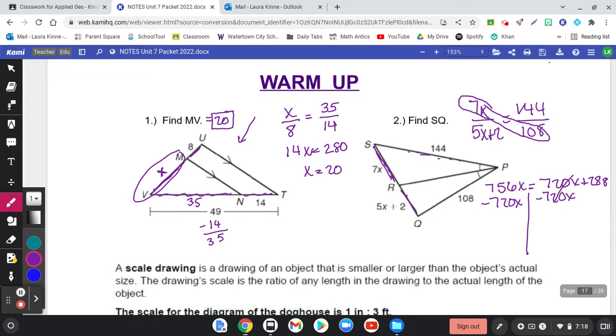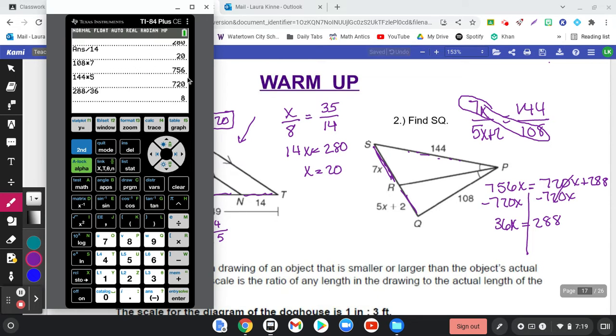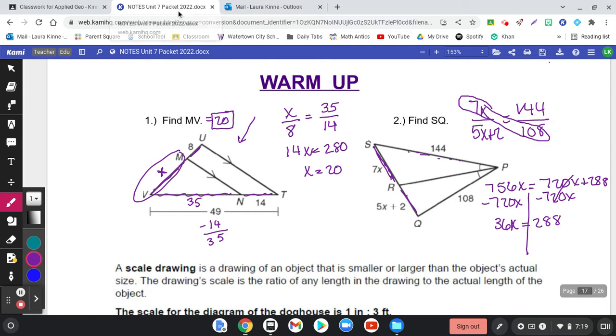So when we subtract the 720x, we're going to end up with 36x equals 288. And then we'll just divide 288 by 36, and we get 8. Now be careful, it said to find SQ. All right, so we still have some work to do.